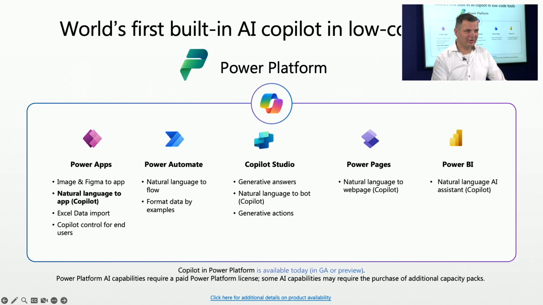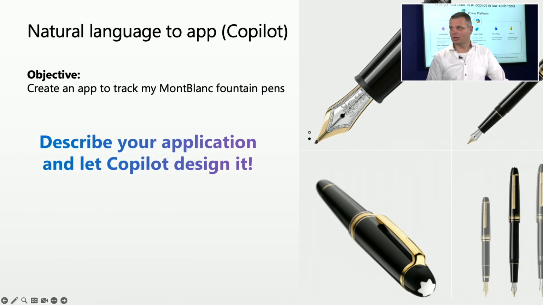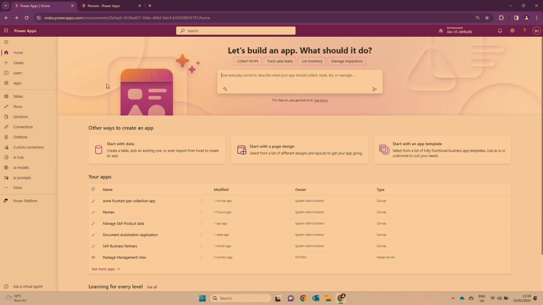Okay. So what we will do, we will just describe what we want to achieve and have Copilot actually create that app for me. Okay. Cool. So switching back to my demo machine again, still on the make.powerapps.com website, I'm presented with this homepage. And on the left-hand side, we see the menu items, and in the mid-section, we see let's build an app. What should it do? I can actually just explain what I want, right?